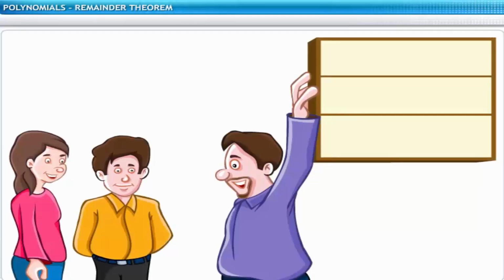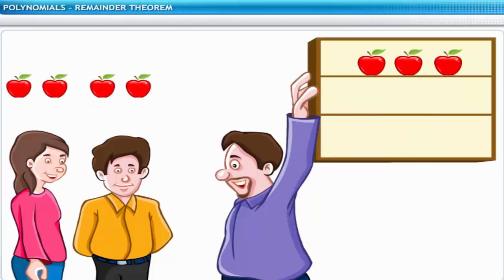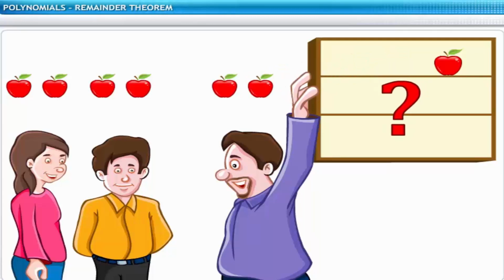Here is a simple problem that involves division. John has 7 apples. He shares the apples with his friends, JC and Jill, so that all 3 of them get an equal number of apples. How many apples remain with John?